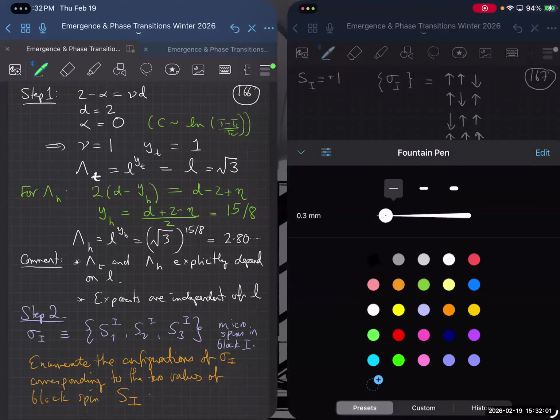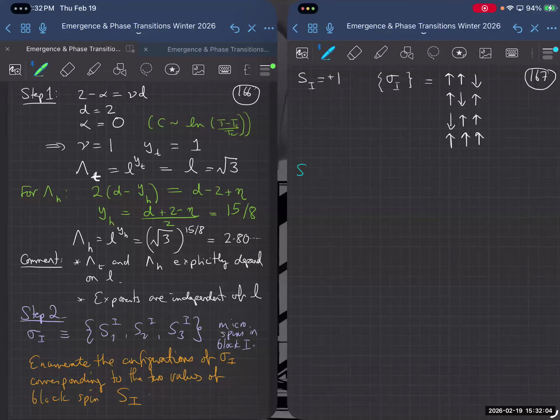If on the other hand, I say, well, let's look at Si equal to -1, then the possible values for the microscopic spins, well, it's obviously just reversed. So it's got 2 down and 1 up, 1 up and 2 down, then 1 up, 2 down, and then 3 down. So those are all the configurations. And let's just do a check. Do we have the right number of degrees of freedom?